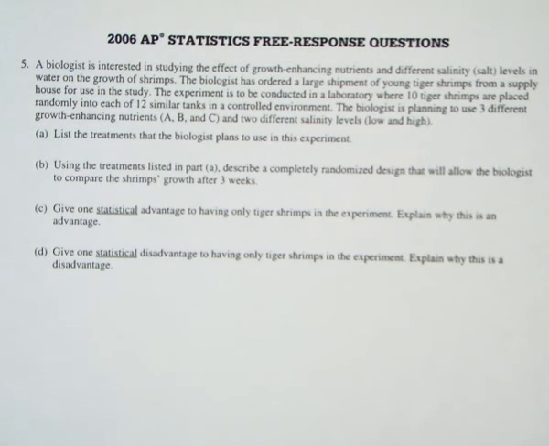Now, the next question, give one statistical disadvantage, and that is using only tiger shrimp will limit the scope of inference for the biologists. Ideally, the biologist would like to identify the treatment combinations that lead to the most growth for all shrimp, but we can't. However, the biologist will only be able to identify the best treatment combination for tiger shrimp because other types of shrimp may respond differently to the treatments. So we cannot extrapolate any of our results here. We can replicate them to other shrimp and see if the same results are found, but we cannot extrapolate any of our results here to any other types of shrimp.